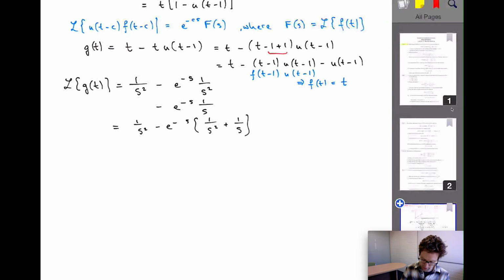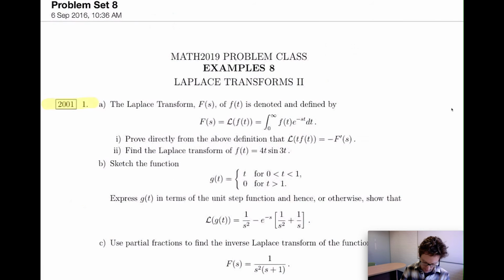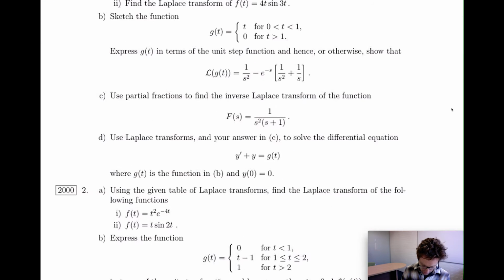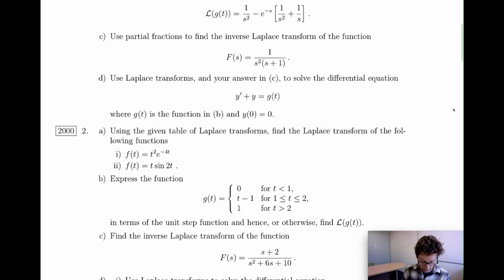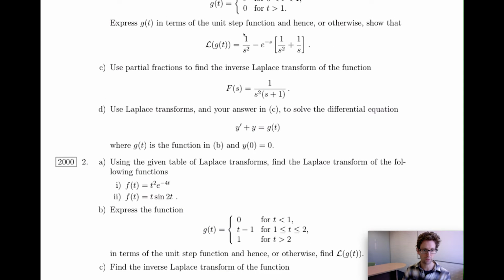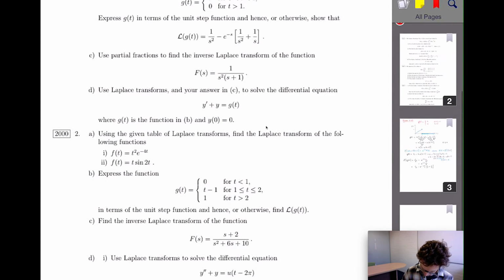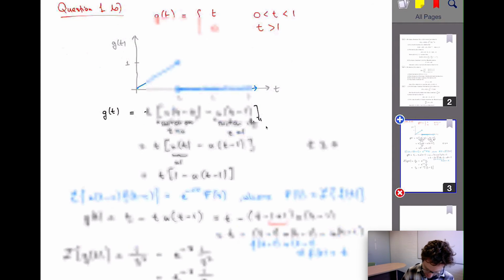Okay, so the next part of this question then asks us to use this idea to find, actually we have a part C here that we need to deal with: use partial fractions to find the inverse Laplace transform of the function. And then you see we're going to use the solutions from part B and C here to solve this differential equation. So let's take a look at part C.